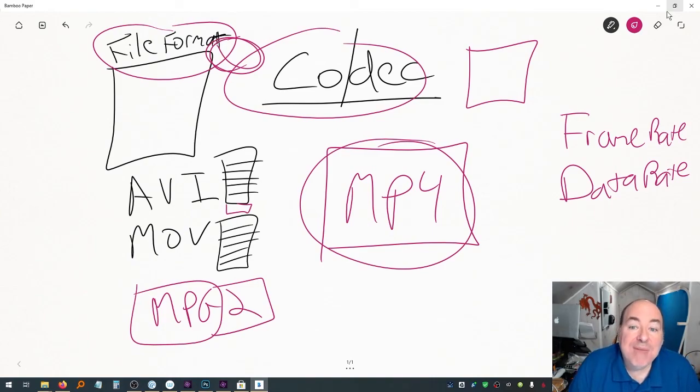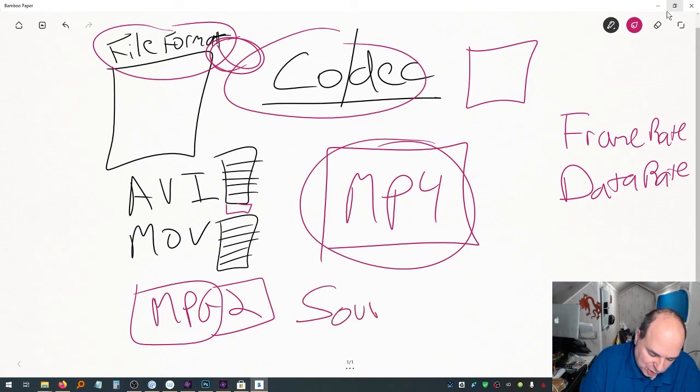MPEG-4, by the way, is an amazing codec because you can really compress the crap out of it, and it looks really, really good. Almost every video you see on YouTube is an MPEG-4 file. The trick is there's two types of MPEG-4 files. There's an MPEG-4 file that would be what we call a source file, and then there'd be an MPEG-4 file that would be an output file.